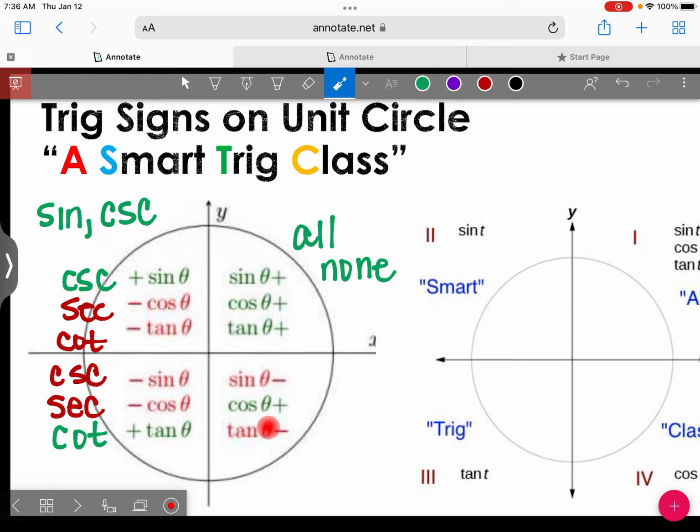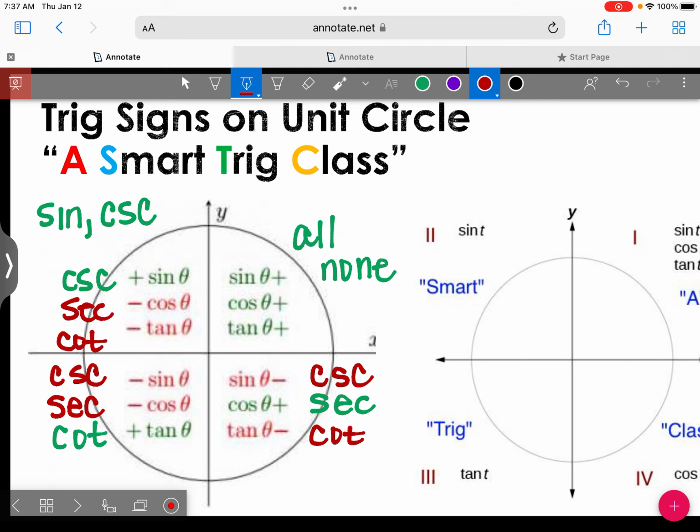For quadrant 4, the only thing that is positive is cosine, and the sister to cosine, which is secant. So that's what you're going to write for positive. For quadrant 4, you have cosine and secant. Negative, you have sine, cosecant, tangent, and cotangent.